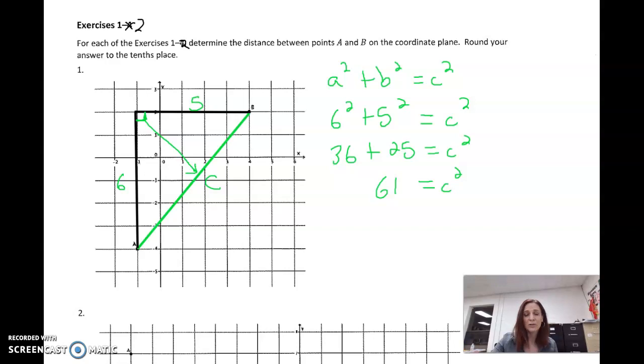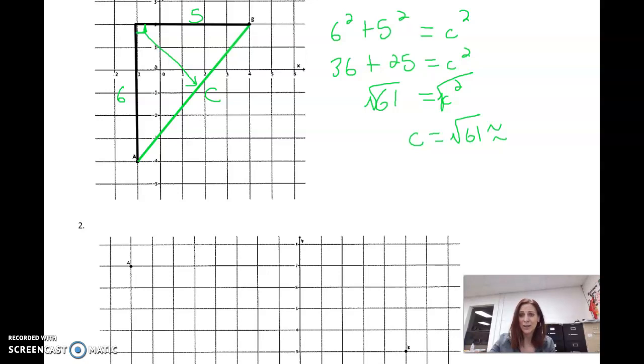Now it says round your answer to the nearest tenths place. So when I take the square root to undo my squaring, I get C equals the square root of 61, but it wants us to round it to the nearest decimal. Again, if you don't know how to use your calculator to find these things, please come see me. So I'm going to take the square root of 61. If it's not a perfect square, it's an irrational number, right? It keeps going forever.